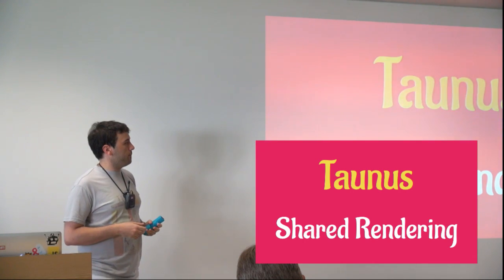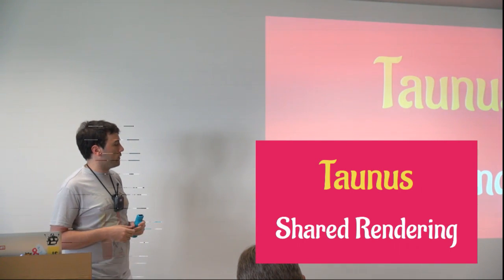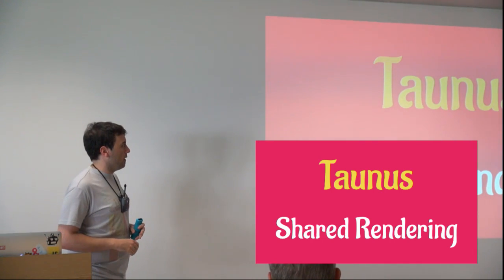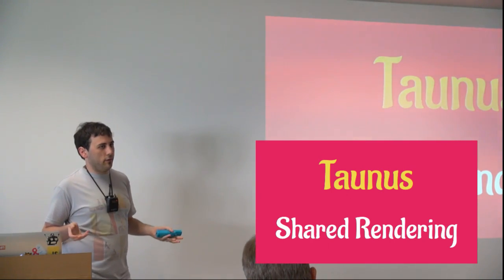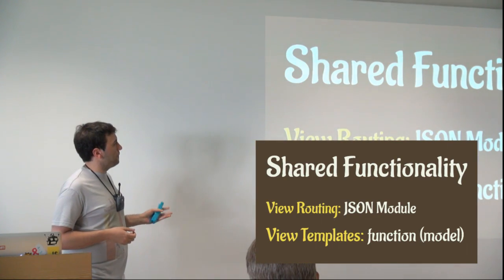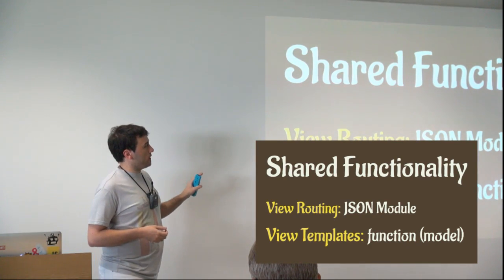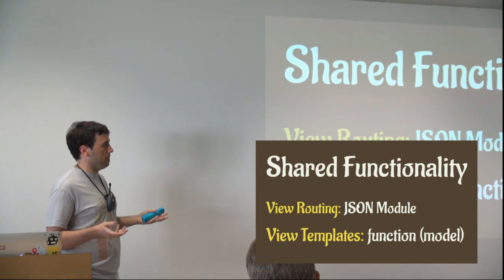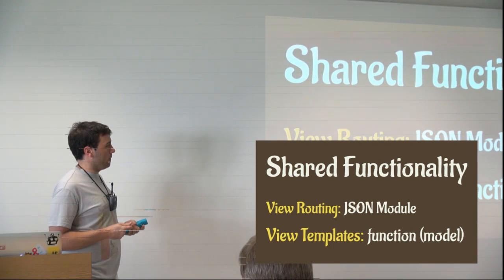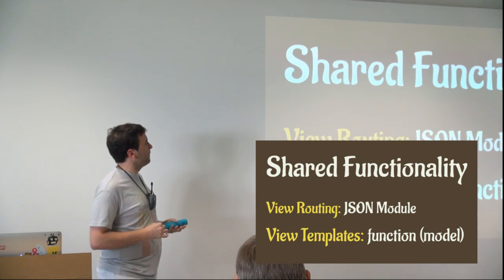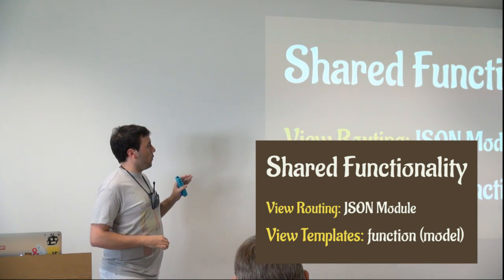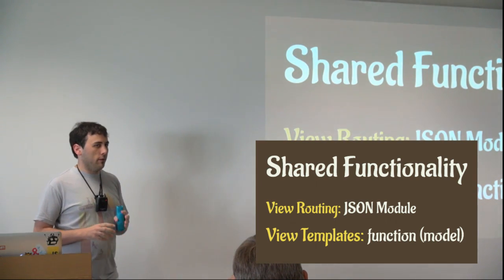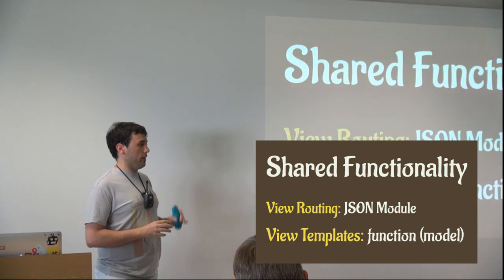Another way to use CommonJS and Browserify is sharing stuff across your stack. And this only applies if you're using Node, of course. But in the case of Taunus, which is a shared MVC rendering module like Rendr, React, and a few others, what it does is it shares the view routing and the view templating functionalities between the server and the browser.